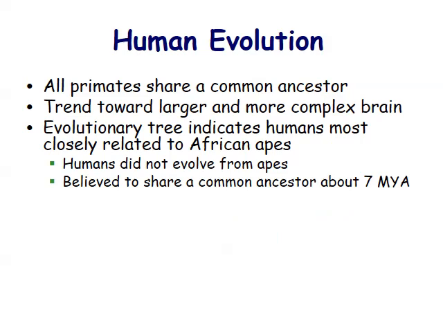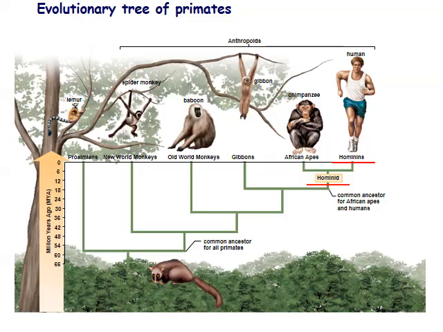Primates are organisms that have large cerebral hemispheres and opposable thumbs. The evolutionary tree indicates that humans most closely resemble the African apes. Contrary to what you may have heard, humans did not evolve from apes. They are believed to have a common ancestor about 7 million years ago, so we perhaps could think of apes as being our cousins.